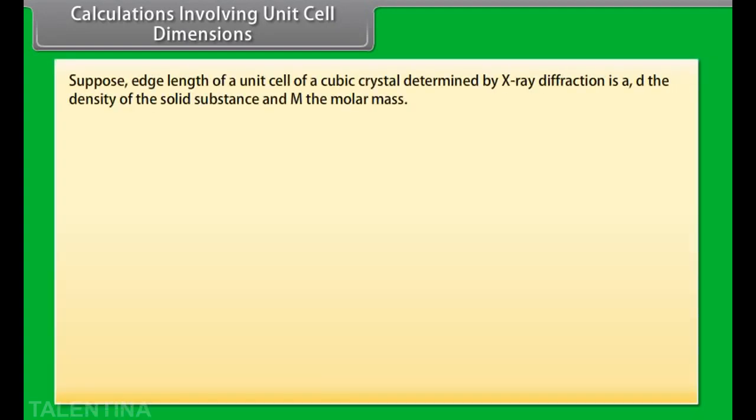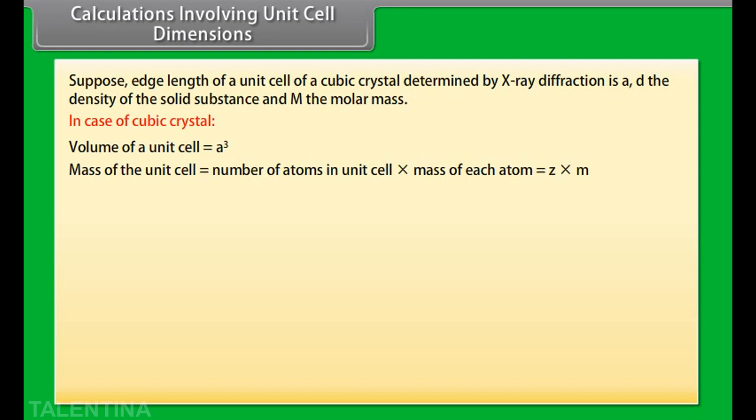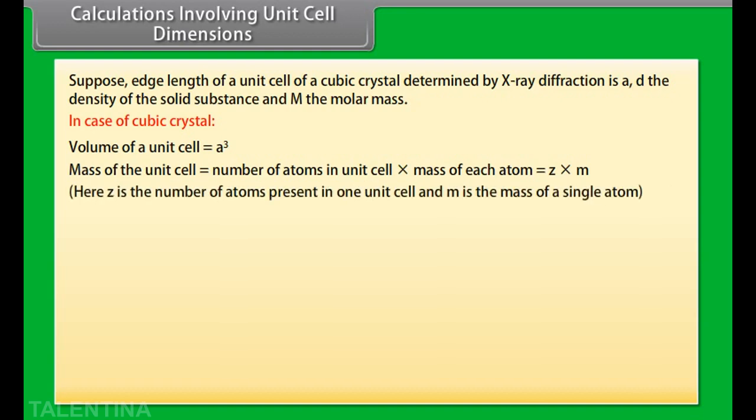Suppose the edge length of a unit cell of a cubic crystal determined by X-ray diffraction is a, d the density of the solid substance, and M the molar mass. In case of a cubic crystal, the volume of a unit cell is equal to a cubed. The mass of the unit cell is equal to the number of atoms in the unit cell times the mass of each atom, which is equal to z times m. Here, z is the number of atoms present in one unit cell and m is the mass of a single atom. The mass of an atom present in the unit cell, m, is equal to M upon N_A.